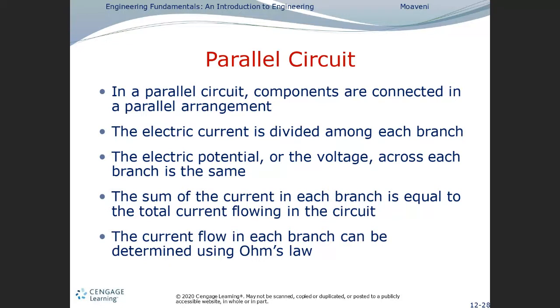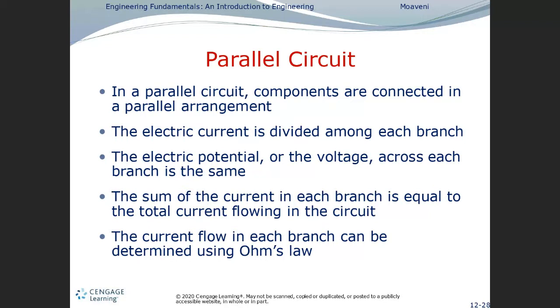Okay, so then the sum of the current in each branch is equal to the total current flowing into the circuit. All right, the sum of the current in each branch. Just like the resistors, where you totaled all of the resistances, and that would be R total. So the sum of the current in each branch is equal to the total current flowing in the circuit. All right, does that make sense?